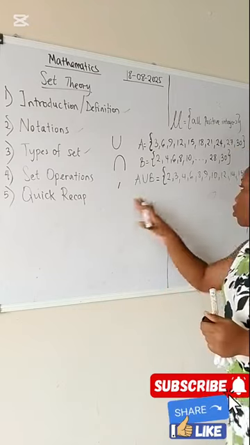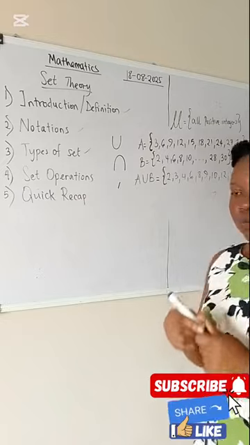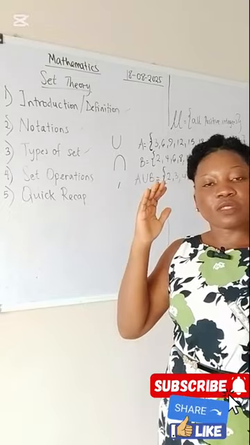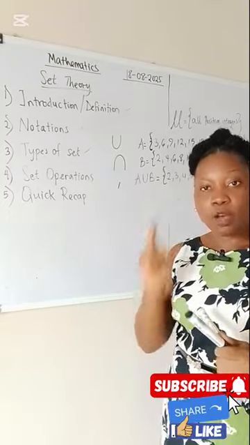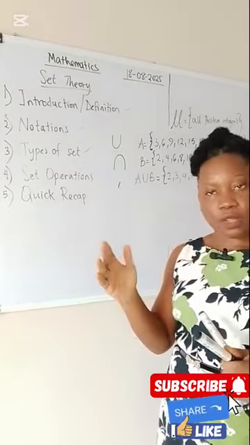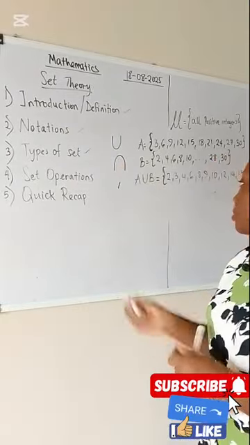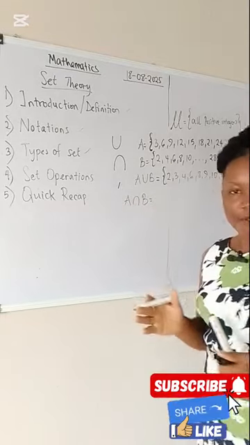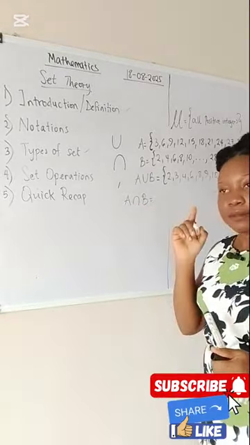So this is A union B, which is all the elements of sets A and B together without repetition and in order. Then A intersection B. A intersection B means what they have in common. What is in A and is repeated in B?